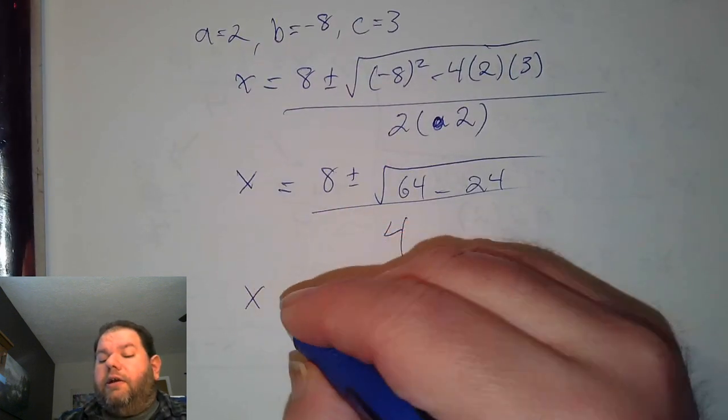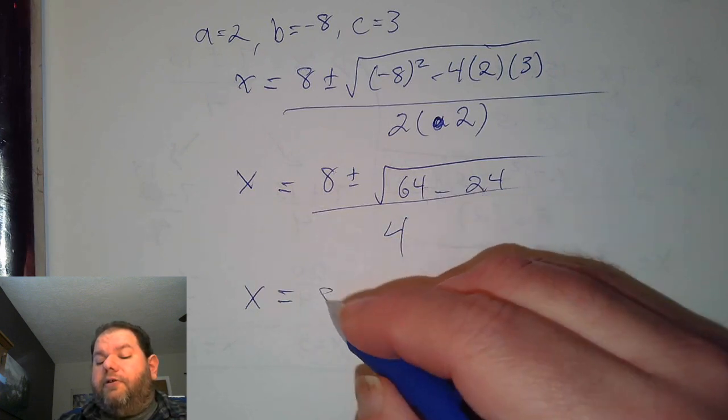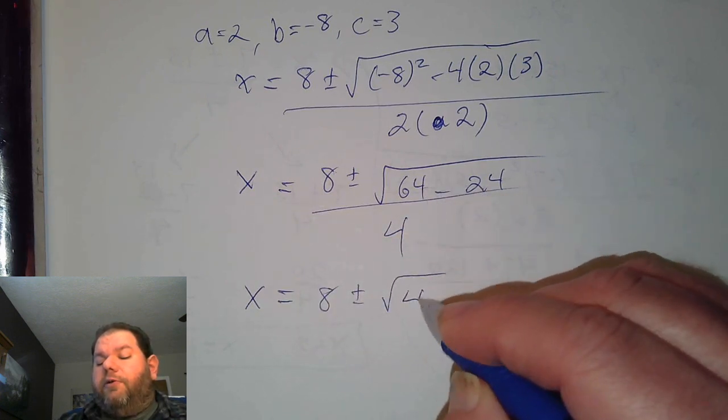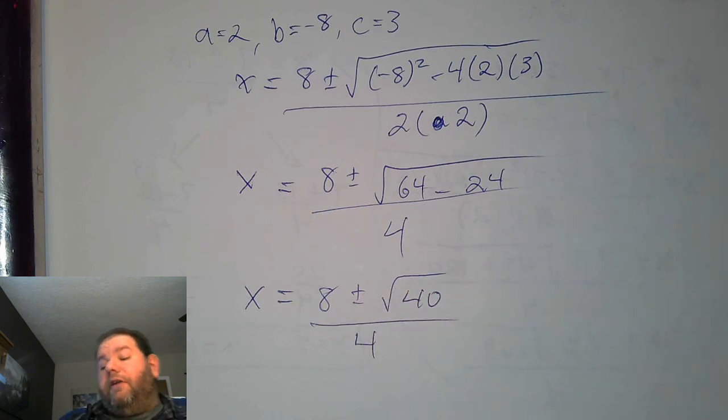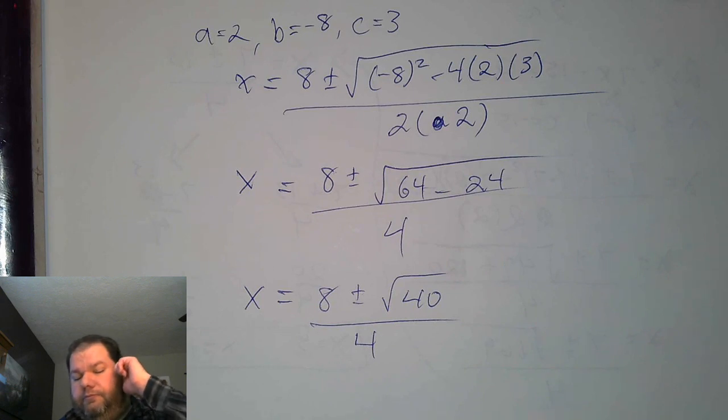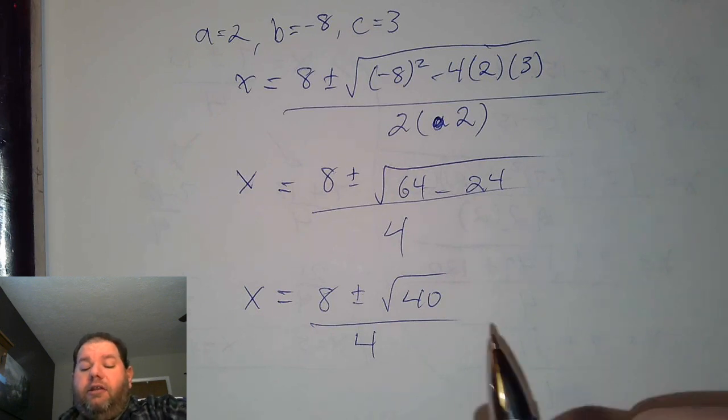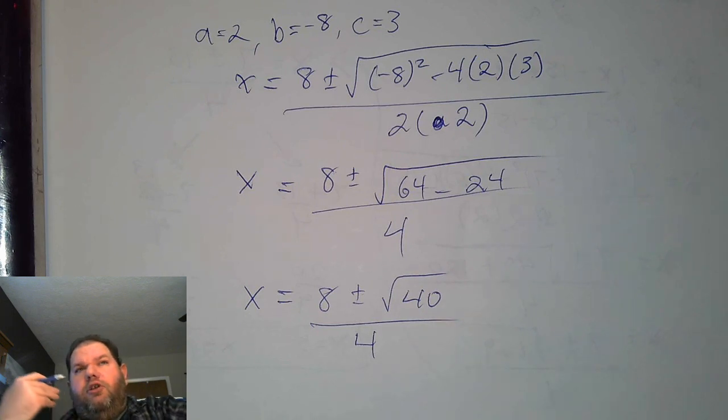And so we go ahead and combine those numbers under the radical. So we have a square root of 40 there. So 8 plus or minus square root of 40 divided by 4. Now we need to think of the 40 is not a perfect square, so we need to think of a way that we can split up 40 so it's a multiple of a perfect square and another number.